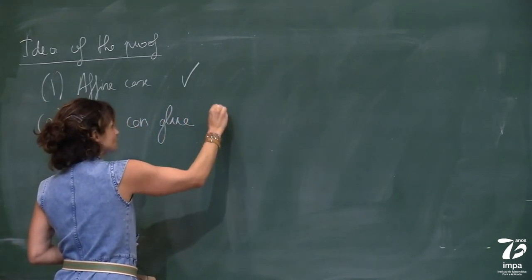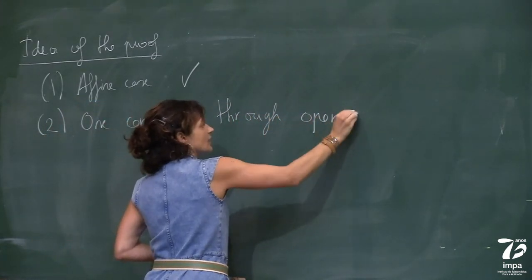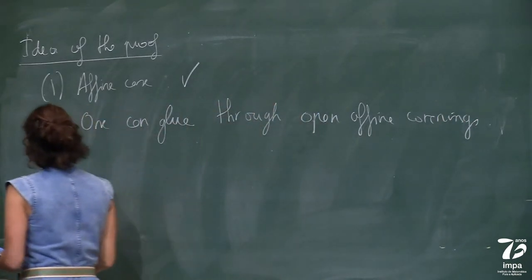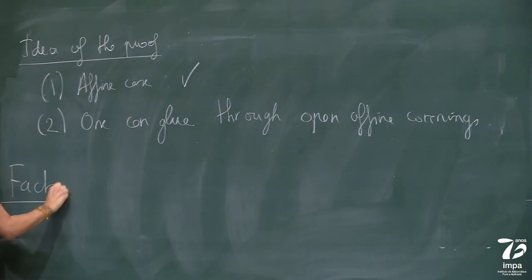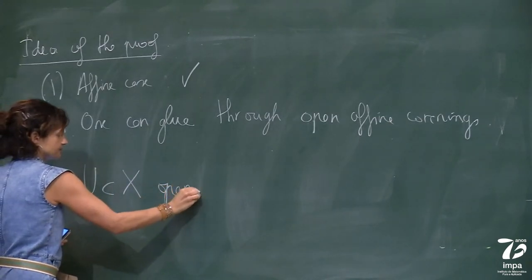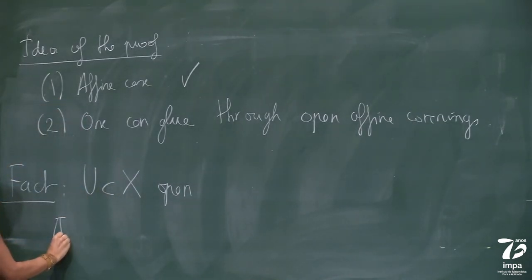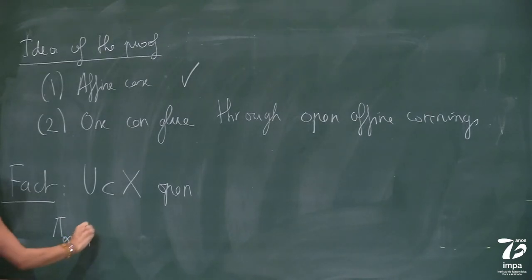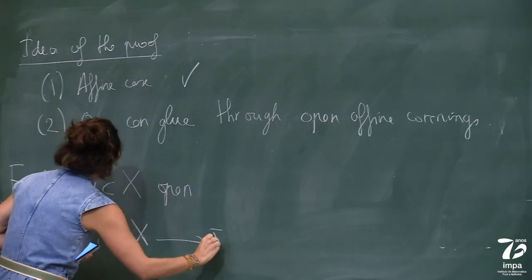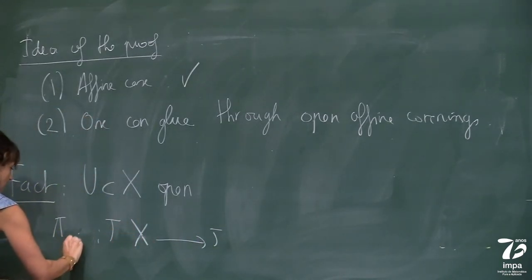One can glue along open affine coverings. So let me explain. In fact, we have the following result, that if you have U open in X, and then look at the, I haven't introduced the notation, but together with the projective limit, you have a projection from the arc space of X to X. Yeah, that's true, but it is not what I want to use here. I rather want to use the finite truncation. Okay.